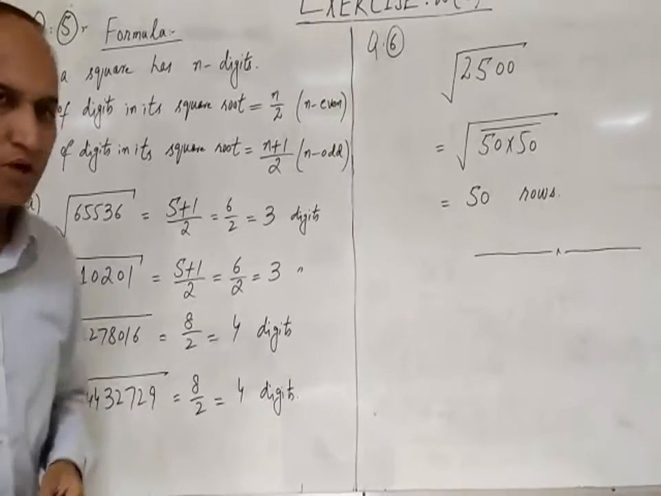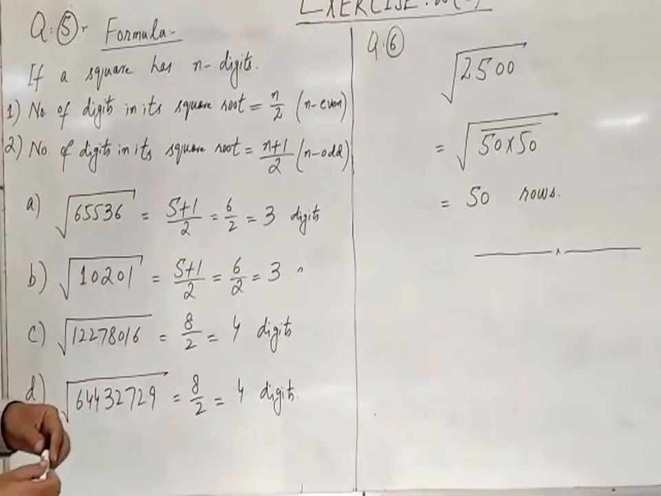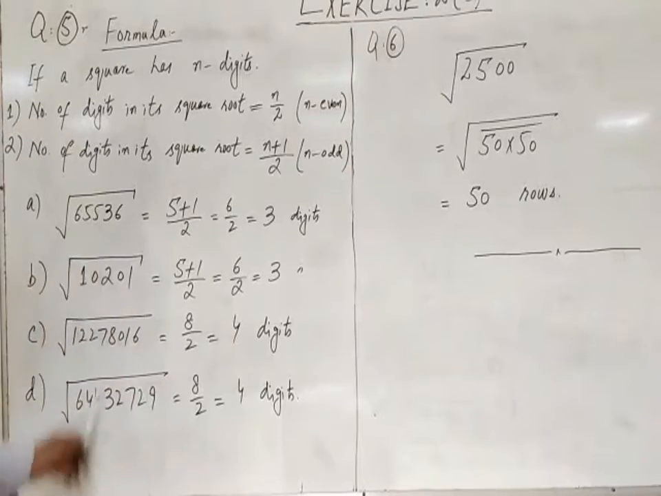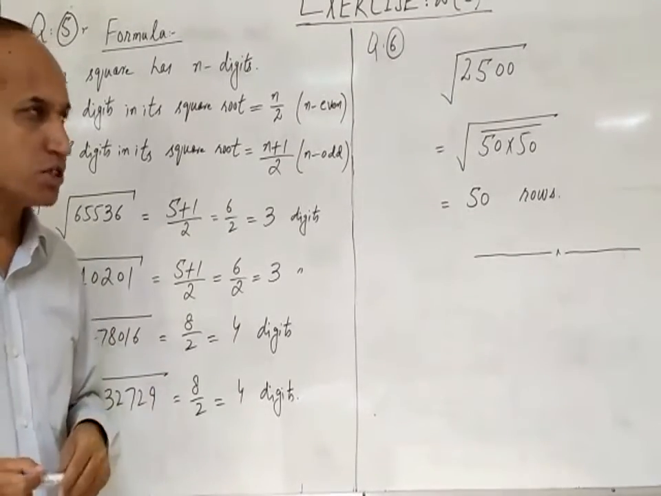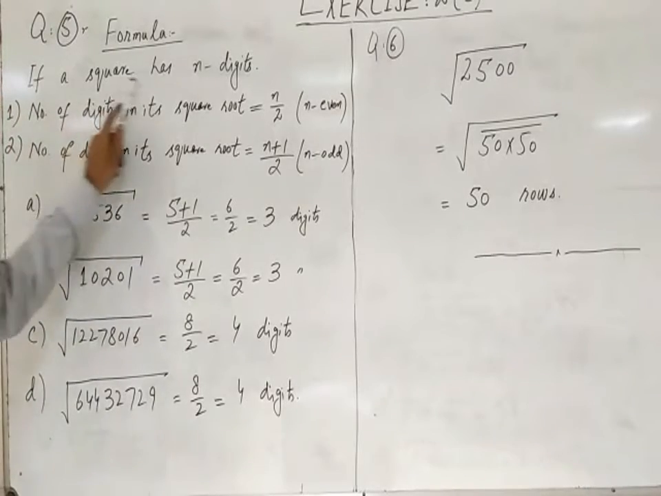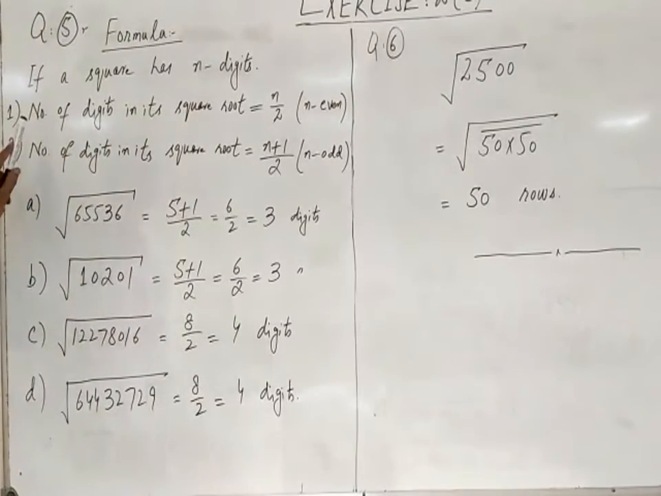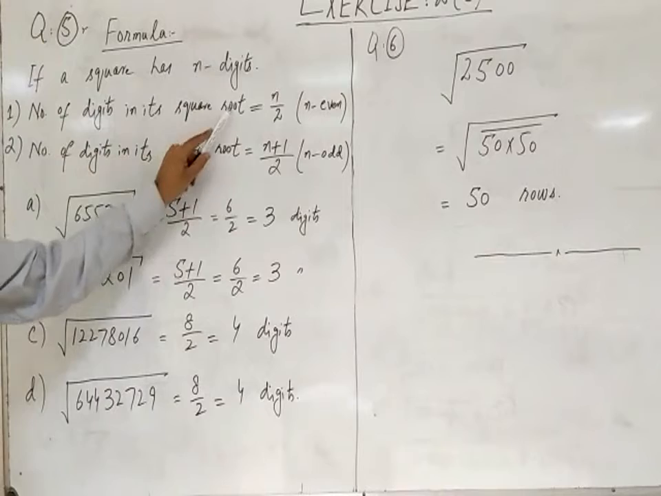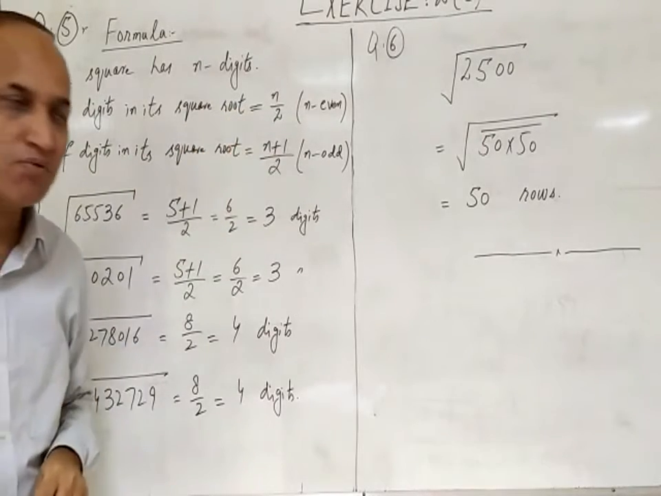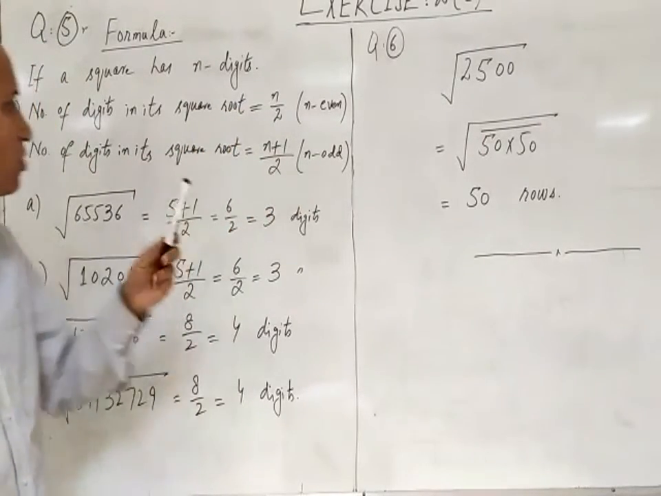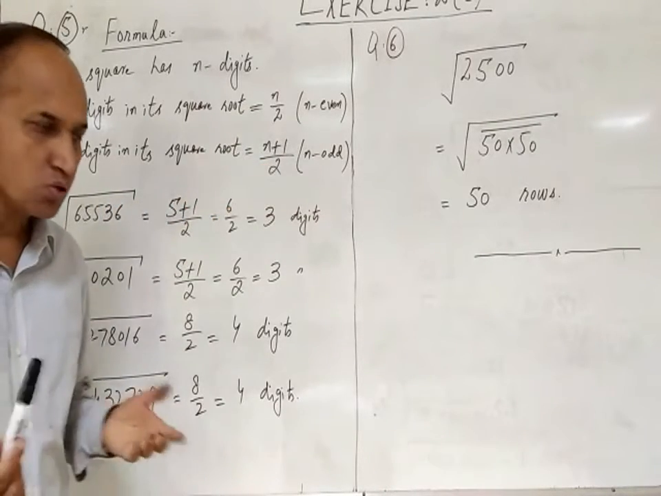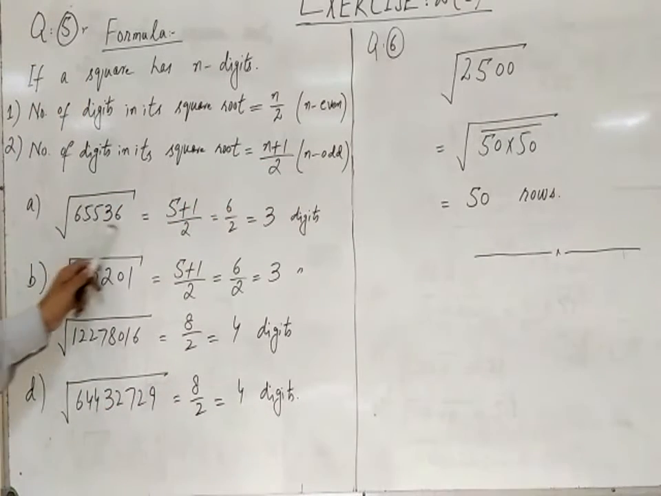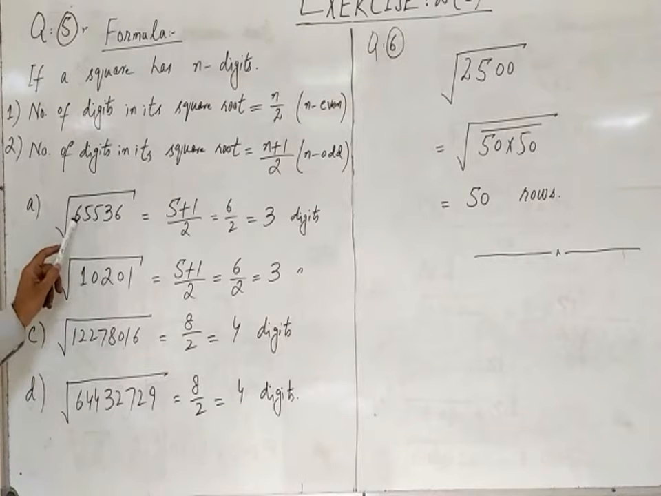In question number 5, we have to find the number of digits in the square root of these numbers. So first of all, we see the formula for this. We have the formula: if a square has n digits, then the number of digits in its square root is n by 2 if n is even, and if n is odd, then the number of digits in its square root is n plus 1 by 2. So let's see. In part A, we have the number. Over here we have 1, 2, 3, 4, 5. So we have 5 digits in it.